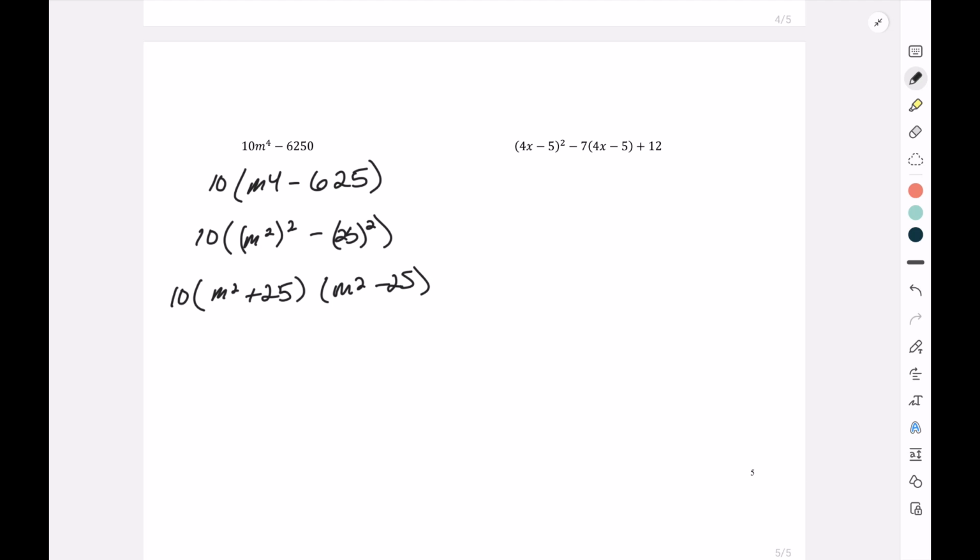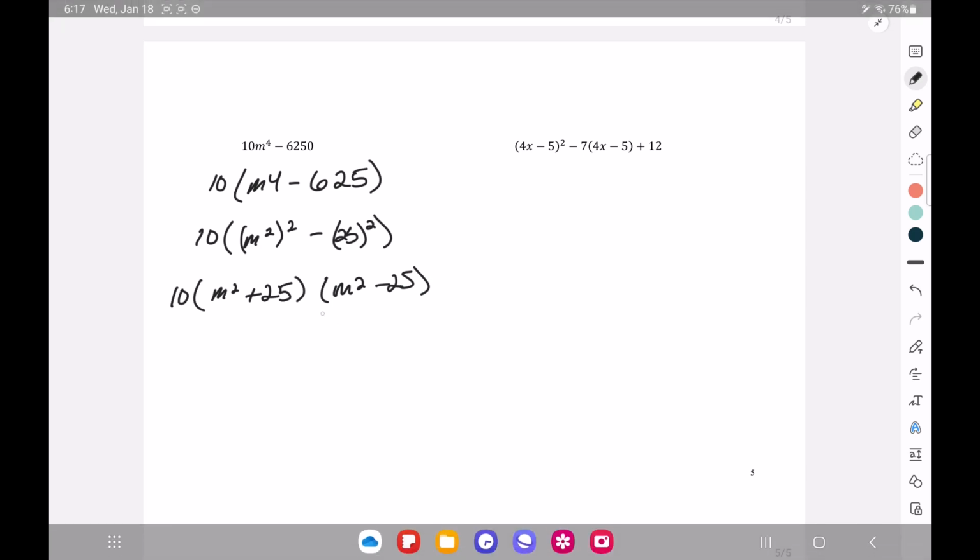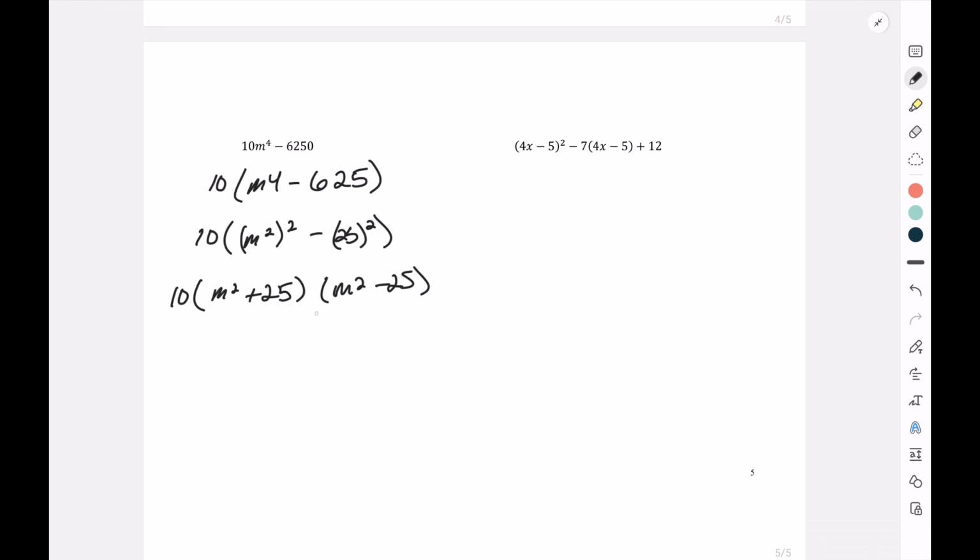But since we still have a difference of squares, we can still do something with the m squared minus 25. And so we'll have m in parentheses squared minus 5 in parentheses squared. And so our final answer would be 10 in parentheses m squared plus 25, m plus 5, m minus 5.